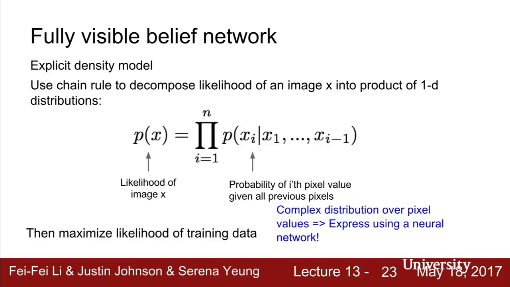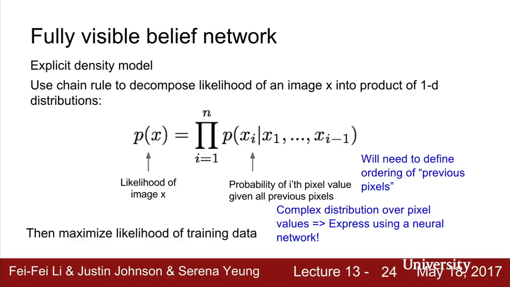So if we look at this distribution over pixel values, we have this P of xi given all the previous pixel values. Well, this is a really complex distribution. So how can we model this? Well, we've seen before that if we want to have complex transformations, we can do these using neural networks. Neural networks are a good way to express complex transformations. And so what we'll do is we'll use a neural network to express this complex function that we have of the distribution.